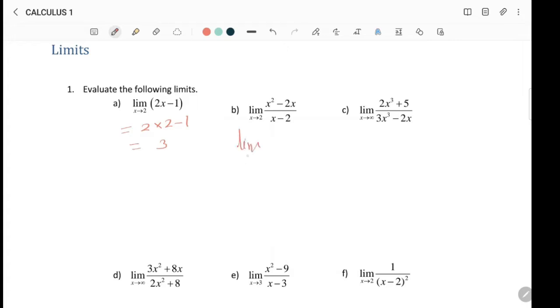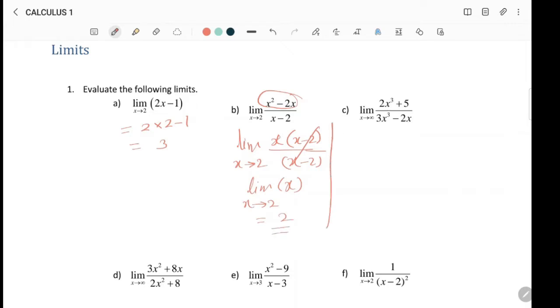There are many ways to simplify this, but here if you factorize your numerator, take x common from x squared minus 2x. If you take x common, then you will get x minus 2, and in the denominator it is x minus 2. You can cancel them. Now you have the limit as x tends to 2, and you are left with only x. Now just replace x with 2, so the answer is 2.